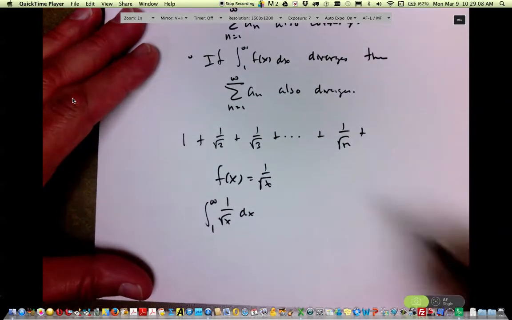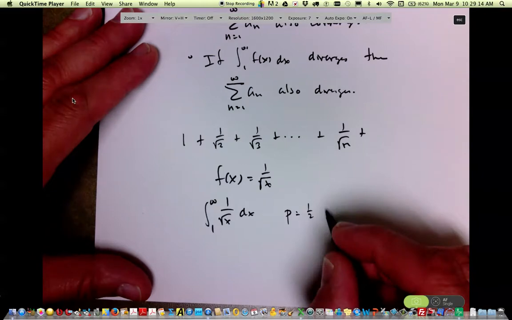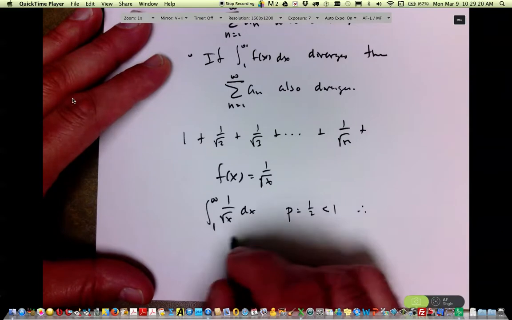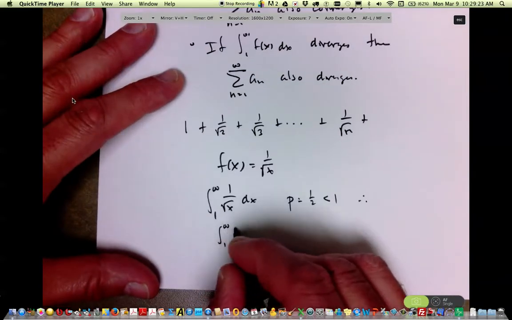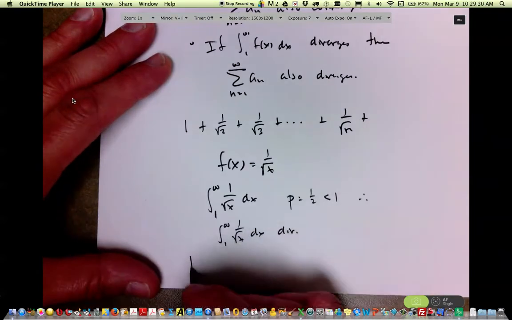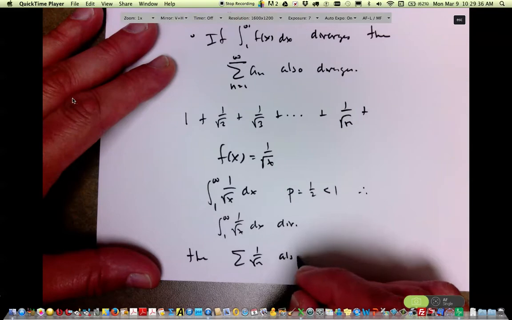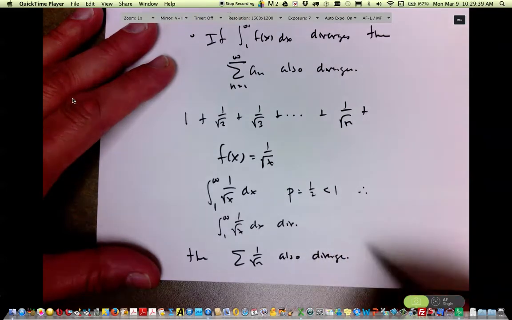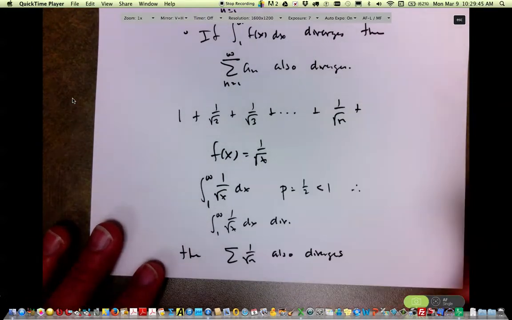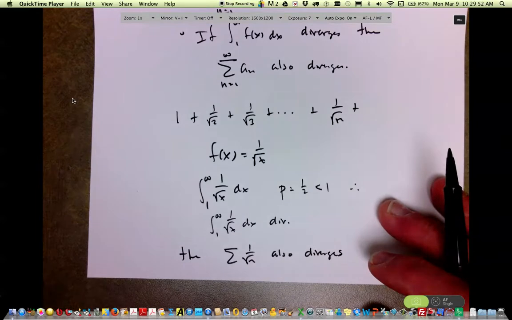You've got to remember that this is a p integral. In this case, p is equal to 1/2. That number is less than 1, therefore this integral diverges. And if the integral diverges, then the series of 1 over the square root of n also diverges. And so the integral test is a nice way to compare something to an integral, and if the integral converges, then the series converges, and if the integral diverges, then the series diverges. All right, so let's take a look at another example.